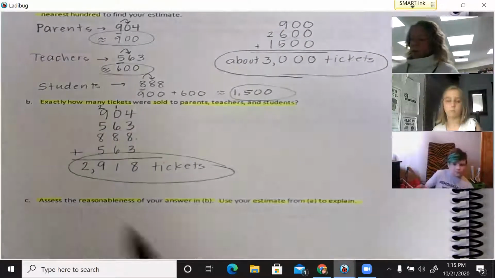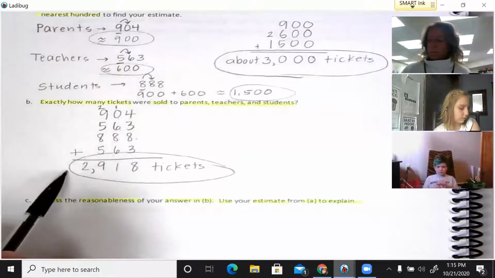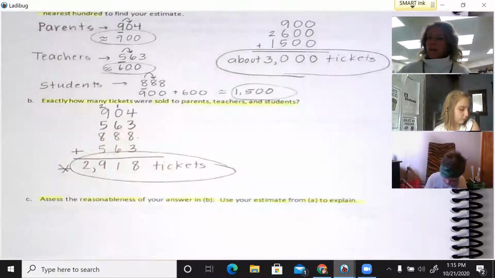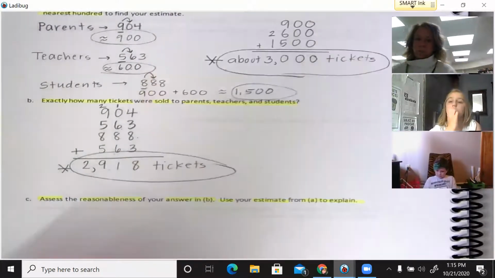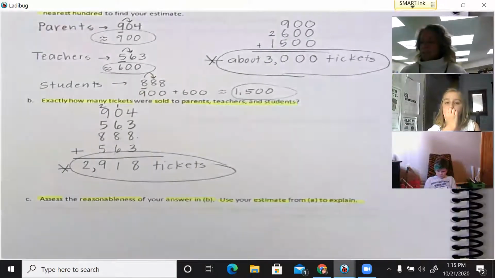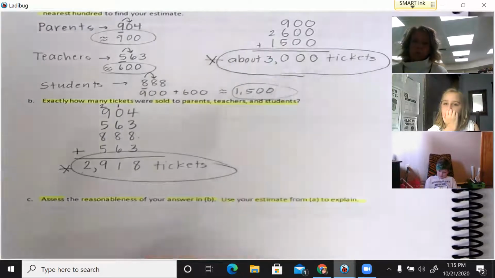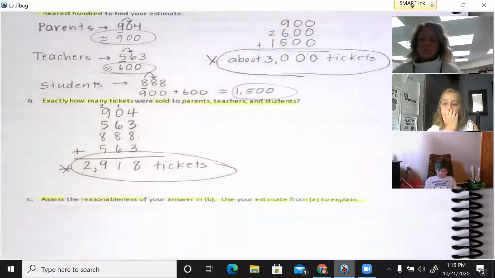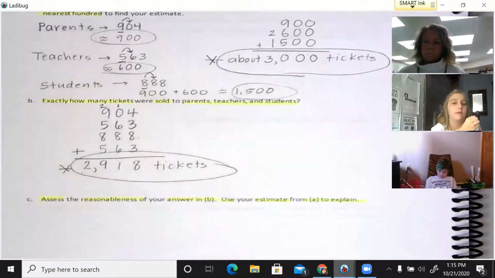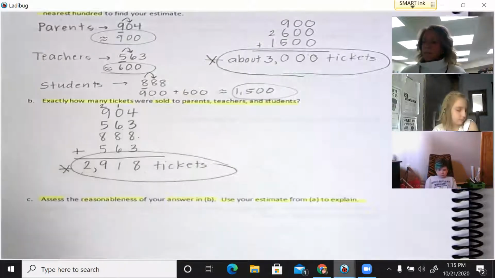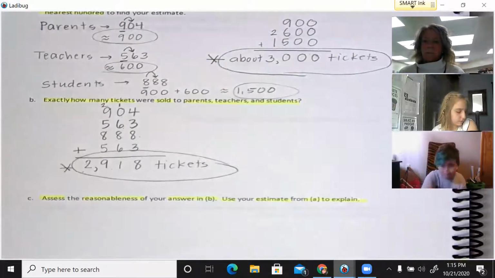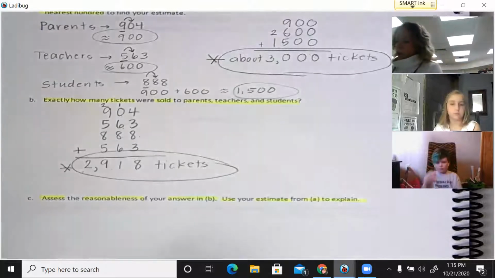So here we found the exact answer. Here we found the rounded answer. So our exact answer was 2,918. Our rounded answer was 3,000. Are they close to one another? Is 2,918 close to 3,000? Yes.